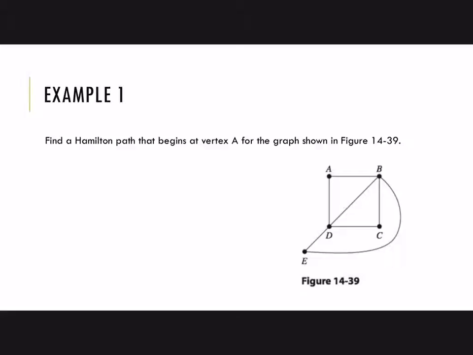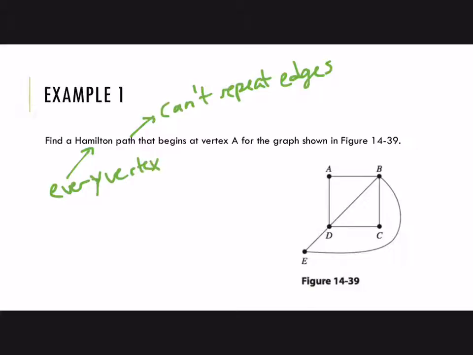Okay, so let's find a Hamilton path that begins at vertex A for this graph. So what are we looking for? We need a path, so we can't repeat edges. That's what it means to be a path. It's got to be a Hamilton path, meaning every vertex, but exactly once. Every vertex exactly once. Okay, and we have to start at vertex A. Okay, so see what you can come up with.